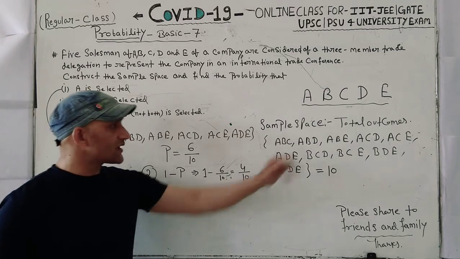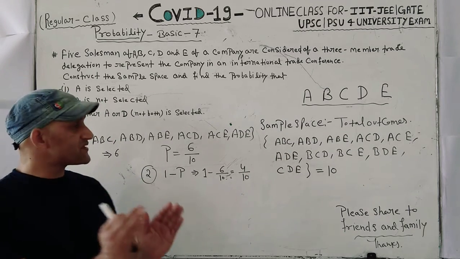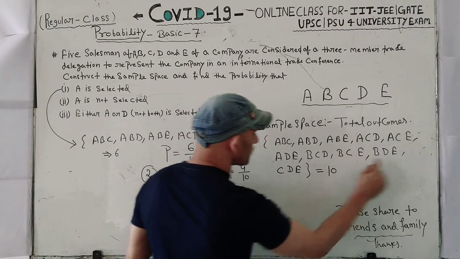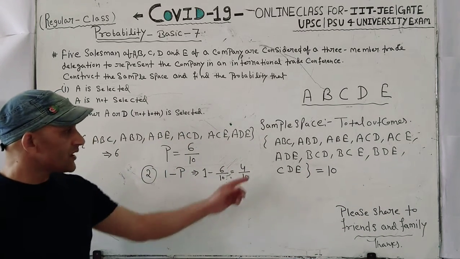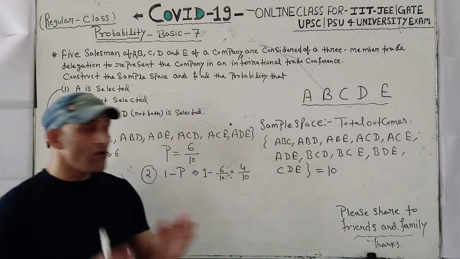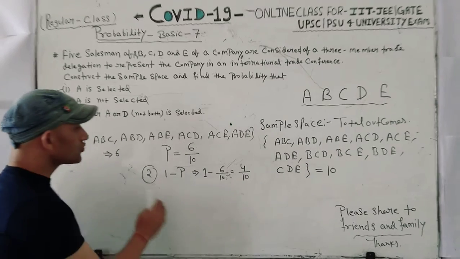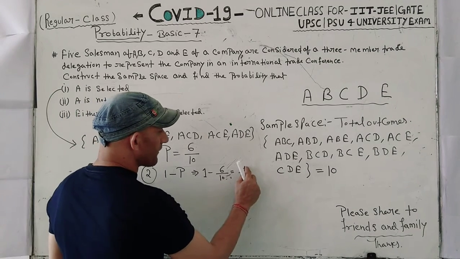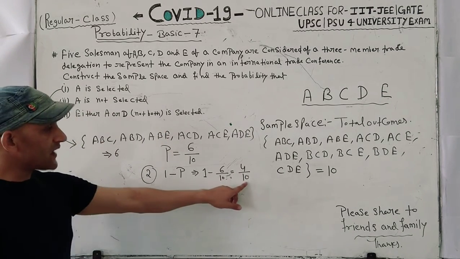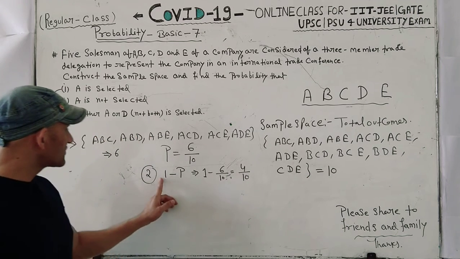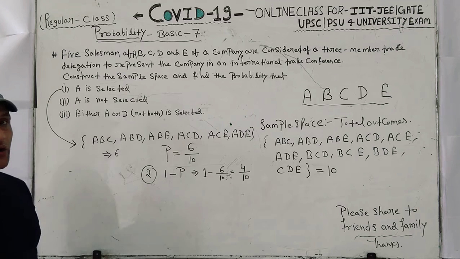Or, by the second method, for A not selected you look for the cases where A is not present. You can see A is not present in these 4 cases. So the favorable cases are 4, and the sample space, as already explained, is 10. This is your answer for question number 2.